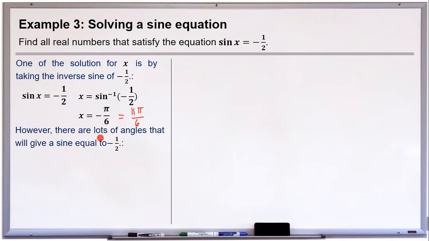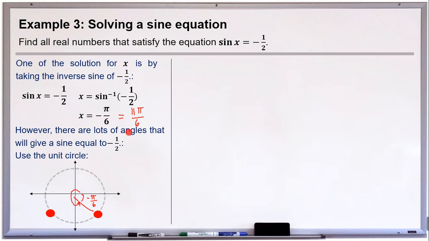Now, there are lots of angles that will give a sine equal to negative 1/2. We already know that one. If we refer our analysis to the unit circle, these two spots right here will give us a sine of negative 1/2, which means that in both quadrant 3 and 4, our sine is negative. This one right here has an angle of negative pi over 6, so in standard position that will give us an angle of 11 pi over 6. The coordinates for this one are square root of 3 over 2, then negative 1/2. So this is for the sine, as well as this one.